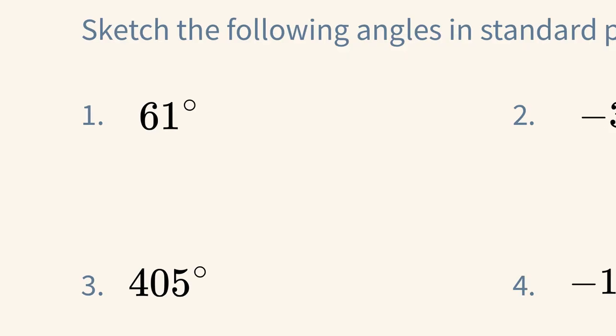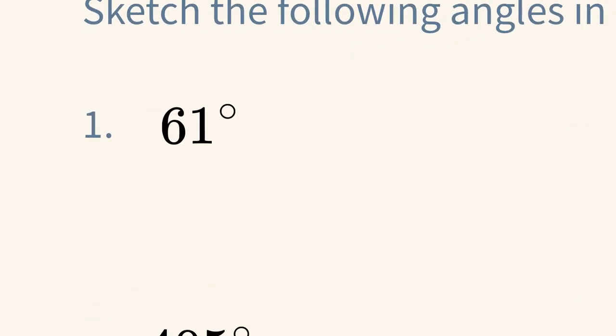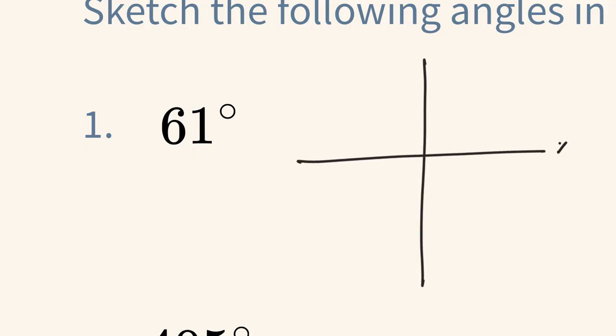So looking at the first one, 61. I'm going to sketch my coordinate plane, just super easy and basic. I have my X, I have my Y. And where would 61 degrees fall in? Quadrant 1. Quadrant 1 is from 0 degrees to 90 degrees. Like I said, it does not have to be perfect at 61. All I need to see is that you're starting at that initial side and you're going in the positive direction to 61. That's it.